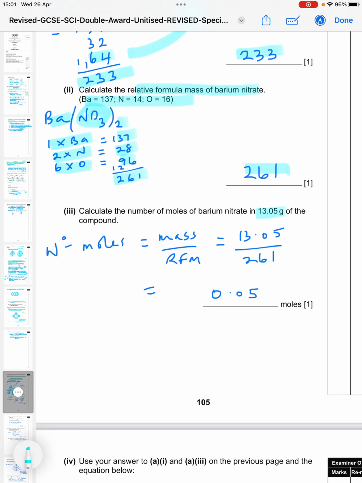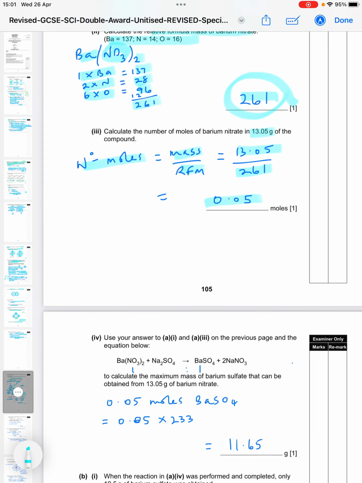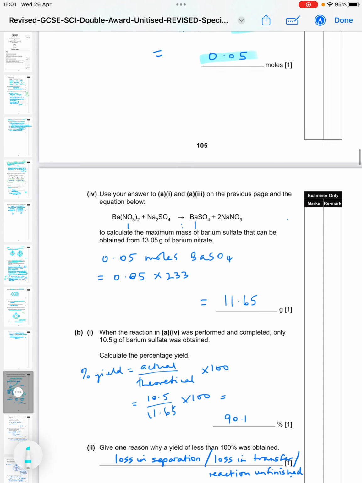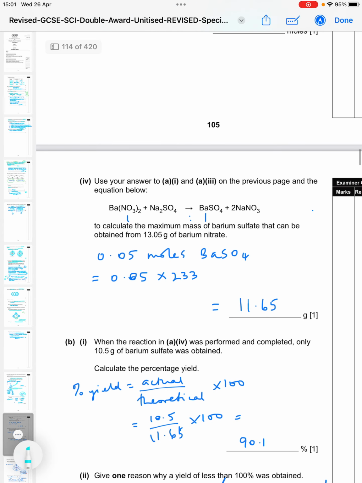Then calculate the number of moles of barium nitrate in 13.05 grams of the compound. So number of moles is mass divided by the formula mass. We're putting in 13.05. You've worked out the formula mass in the last question is 261. We put that in, we get 0.05 moles.